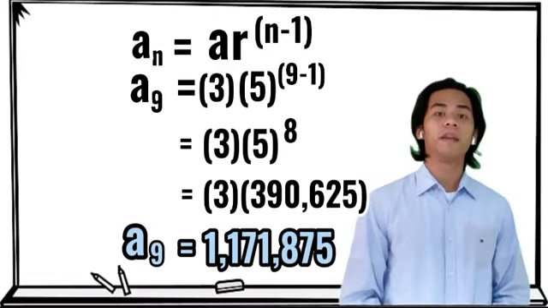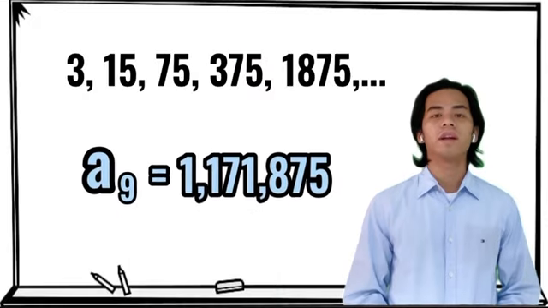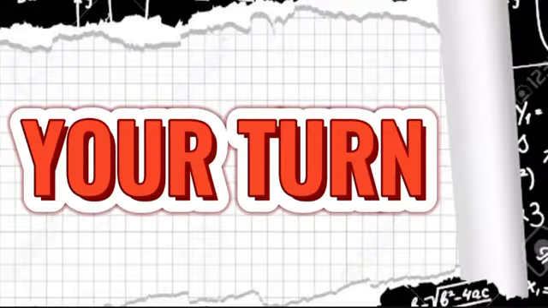So the value of the 9th term of the geometric sequence is 1,171,875. Now it's your turn. Try to solve the following problems.